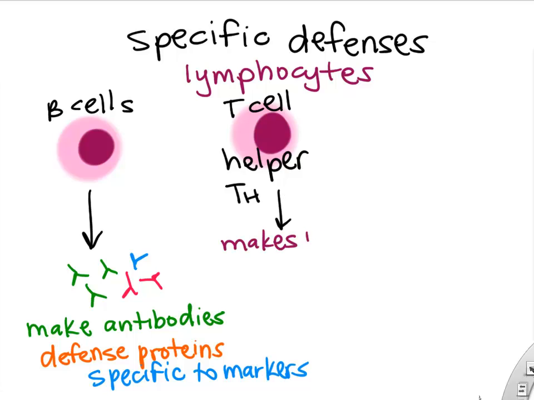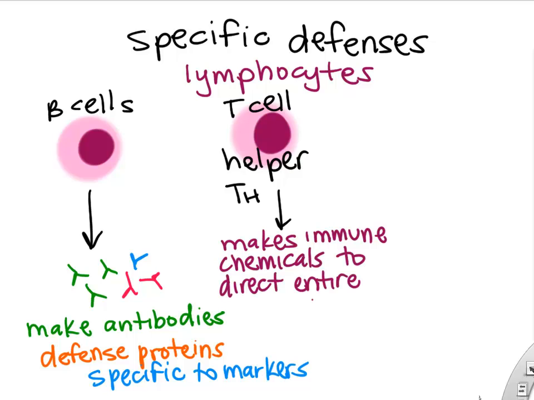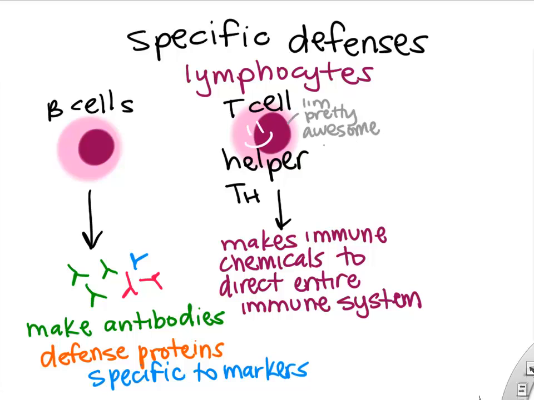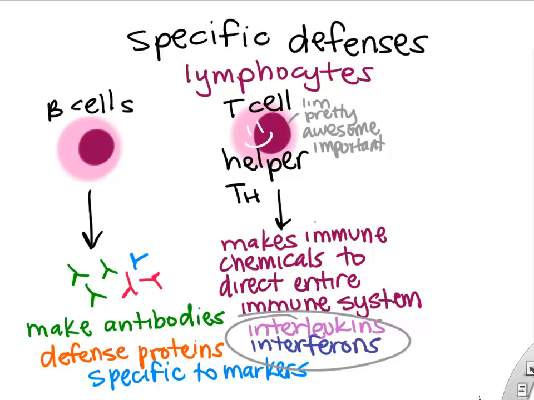One of the kinds of T cells are called helper T cells. Helper T cells make immune chemicals to direct the entire immune response. So helper T cells really become some of the most important immune cells in our body because they orchestrate the entire immune response by releasing interleukins, interferons, and a whole host of chemicals that make all the other immune cells do their job better.